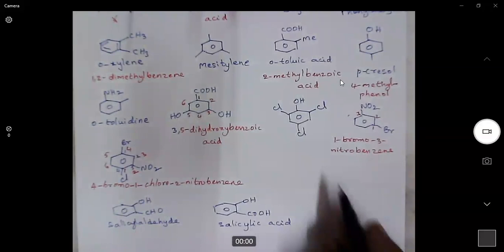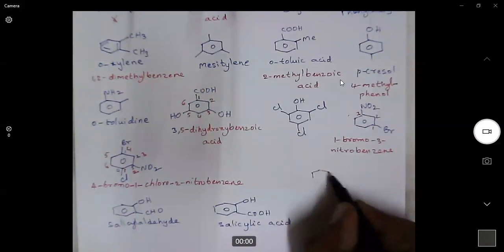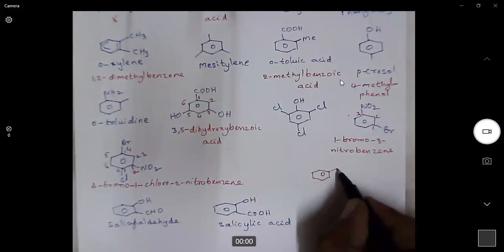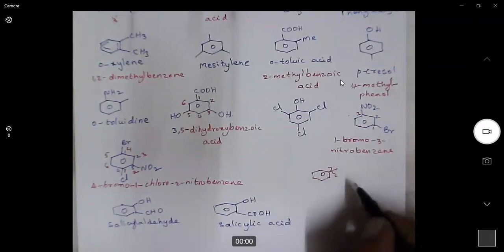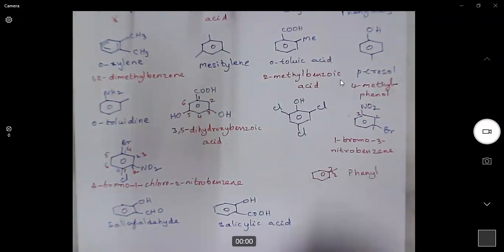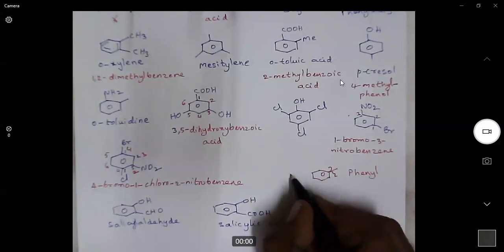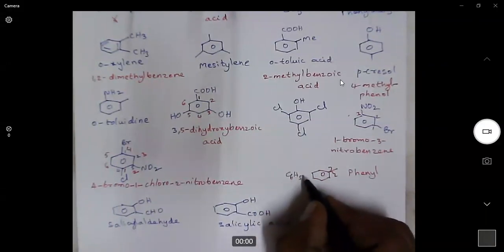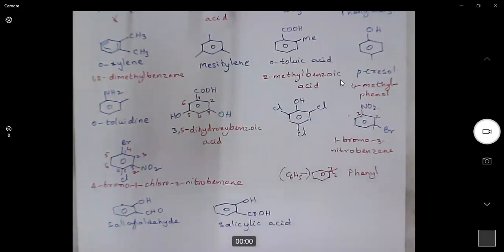And when we have benzene as the substituent, it is called a phenyl group. It is called a phenyl group, nothing but C6H5. There is a bond. Okay. So this is the nomenclature for benzene when it is present as a substituent.